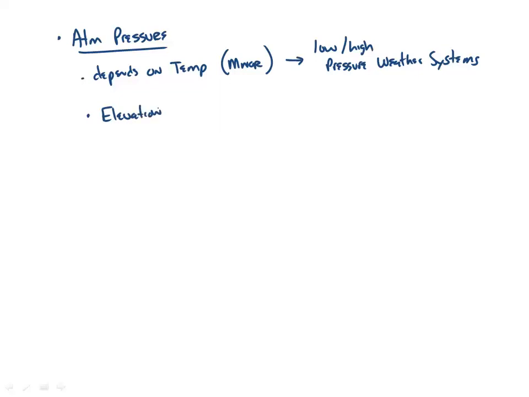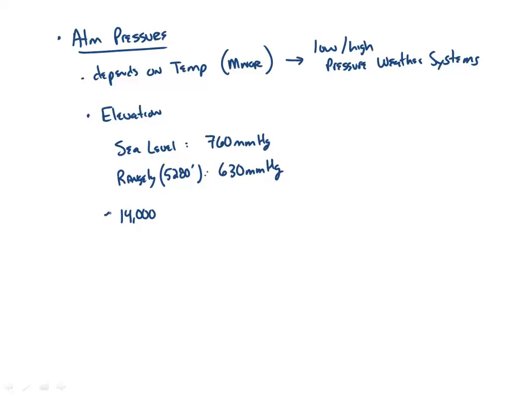And then it also depends on elevation. So for instance, at sea level, atmospheric pressure really is 760 millimeters of mercury. But here in Rangeley, at about 5,280 feet, it's only 630 millimeters of mercury. And then if we keep going up, for instance, if we're on top of a 14er, at about 14,000 feet, it's only about 462 millimeters of mercury.